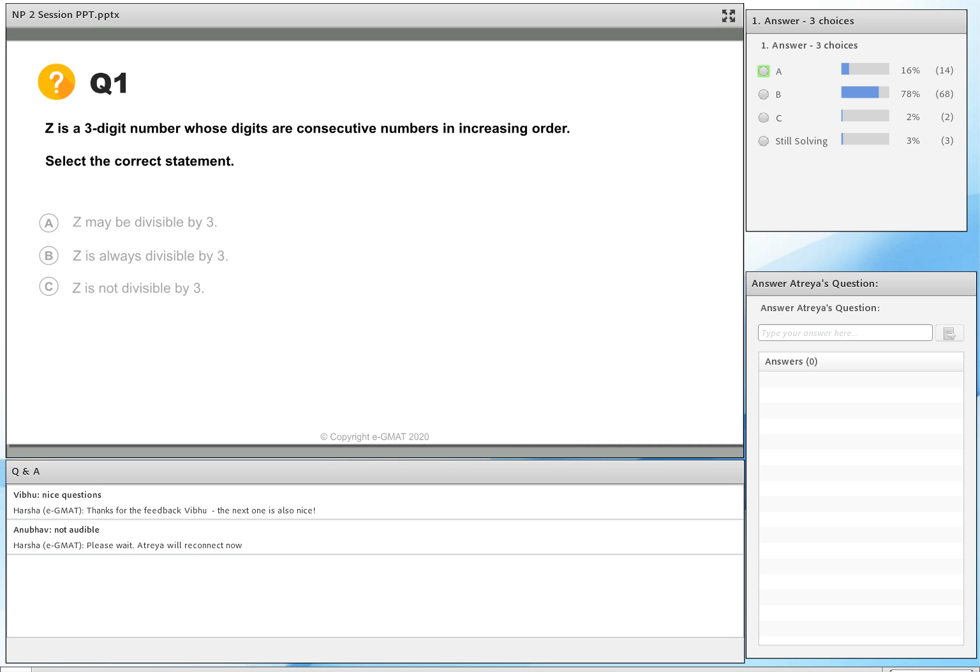So first, let's read the question and understand what the question is asking, right? Z is a 3-digit number whose digits are consecutive numbers in increasing order. We need to say what's the relationship between Z and its divisibility by 3. Now, I'm going to open the short answer poll. You people tell me, what's the concept, so when is a number divisible by 3? What rule does divisibility by 3 follow?